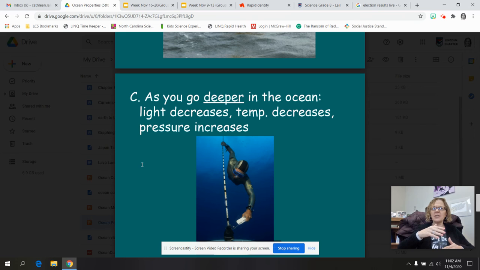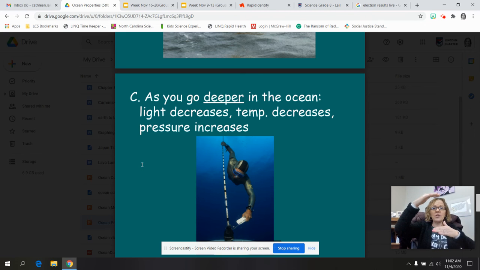And the definition of pressure is the amount of weight pushing downward on something, like on you. So when you go deeper into the pool, you might feel a little bit of pressure in your ears. That's because all the weight of the water above your head when you're in the deep end of the pool is pushing downward on you. And when you're at the surface of the pool, you don't have that much pressure pushing down on you.